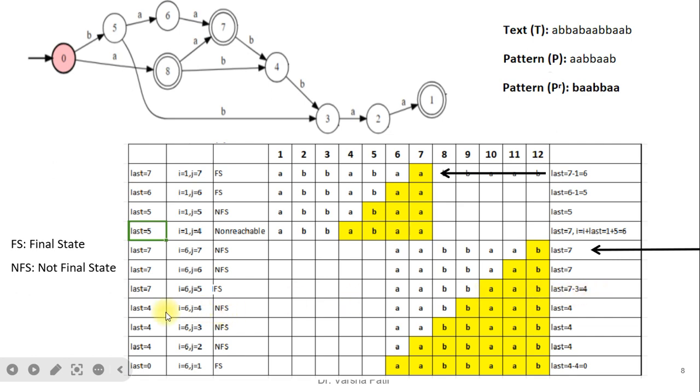Next we do the same things with only the last modification. Now here non-final state, non-final state, non-final state, and after that a final state comes after 1, 2, 3, 4, so last will be decremented by 4. Here 1, 2, 3 and 4, and here also 1, 2 and 3, and here 1, 2, 3 and 4. So last becomes 0. When last becomes 0, the pattern gets matched. In this way we are using the BDM algorithm.